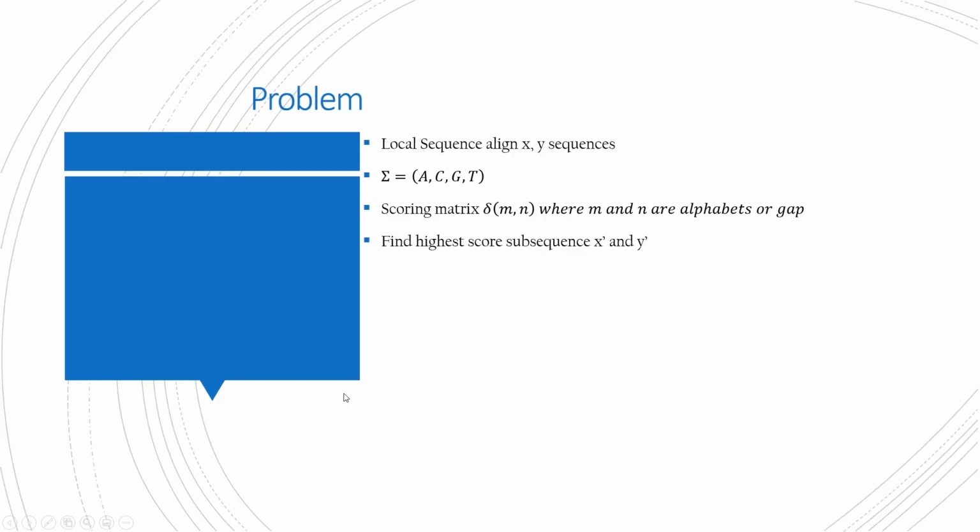We have to design an algorithm that takes the input strings, which are X and Y, and a scoring matrix, and then outputs substrings x prime and y prime inside these sequences that have the highest scoring alignment over all pairs of such substrings. And the algorithm must run in order mn time.